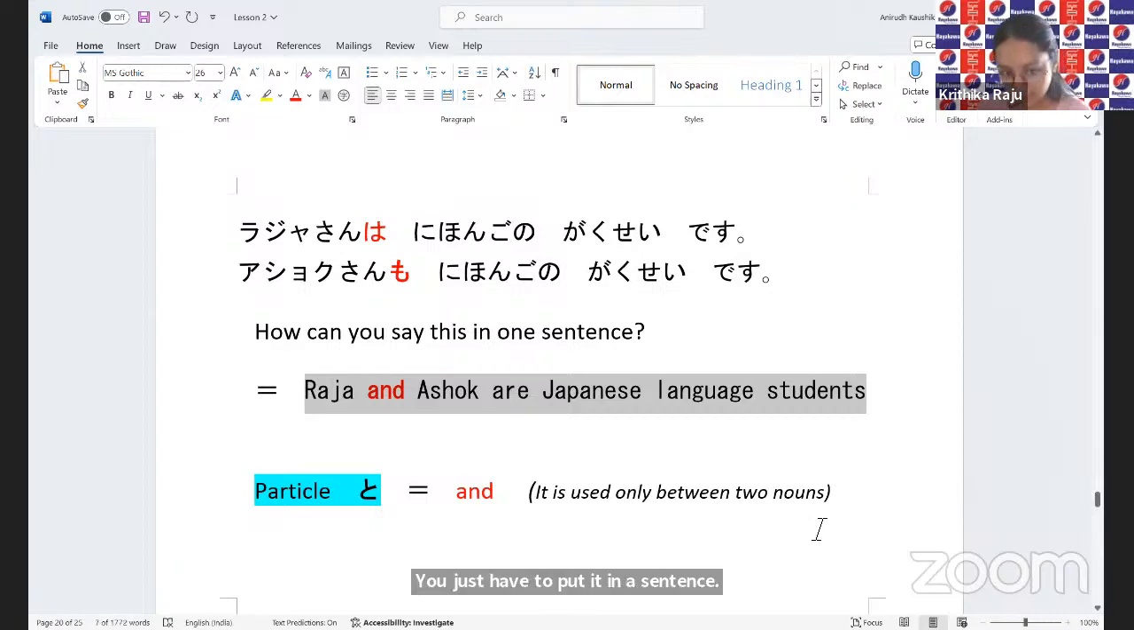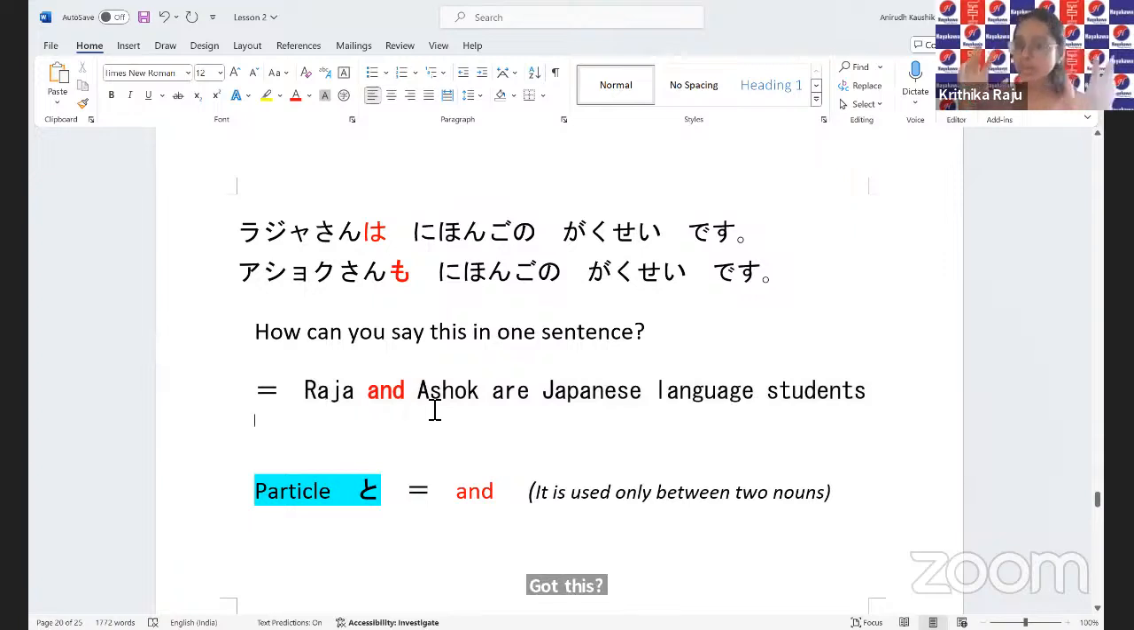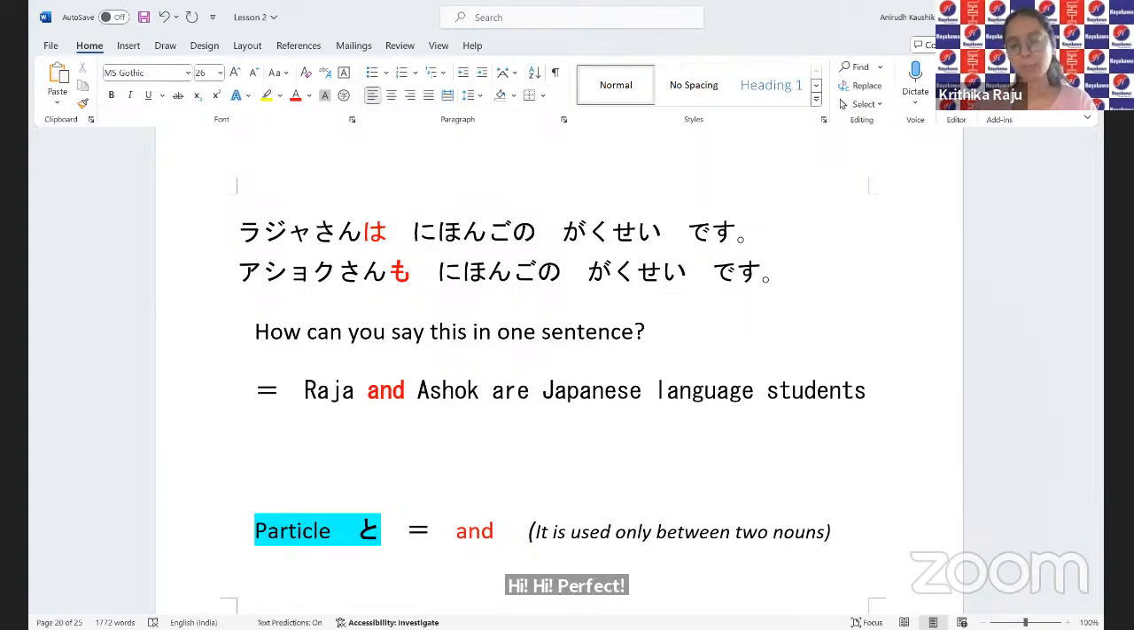Raja-san to Ashok-san wa Nihongo no gakusei desu. Perfect. Raja-san to Ashok-san wa. Because in this sentence, Raja and Ashok are the topic, right? Between the nouns, you will use to, just like in English, Raja and Ashok. Raja-san to Ashok-san.